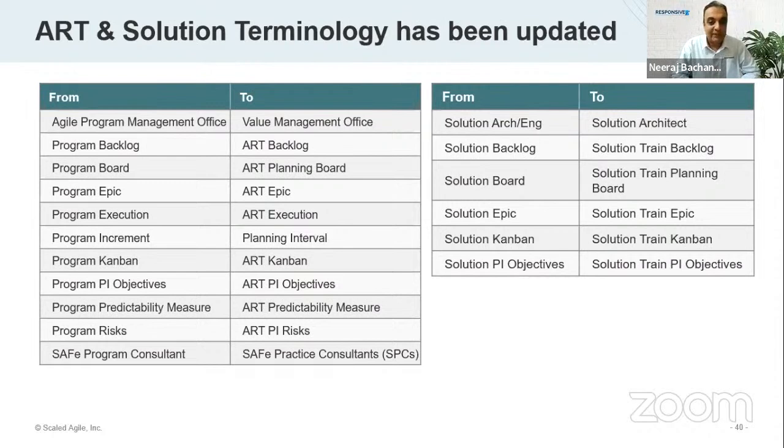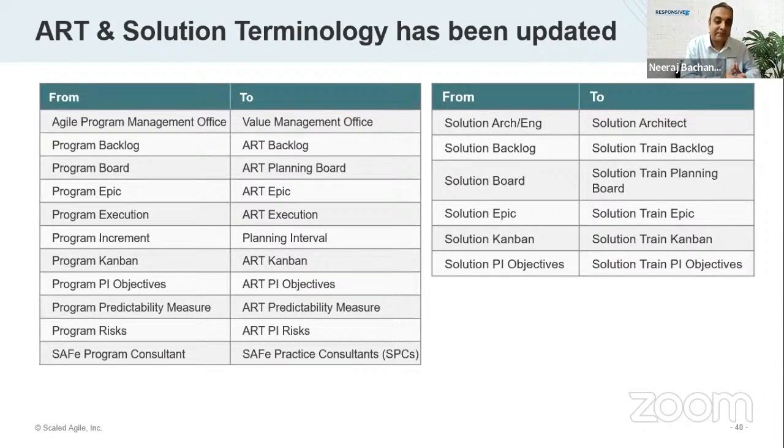And similarly, the other changes at the large solution level have now been revised with different terminology. Why this is equally important is that not only within the organization are people using a common terminology, but when they interact with experts and people outside their organization, there is no confusion, no chaos in the minds. And they definitely are talking about the same thing.